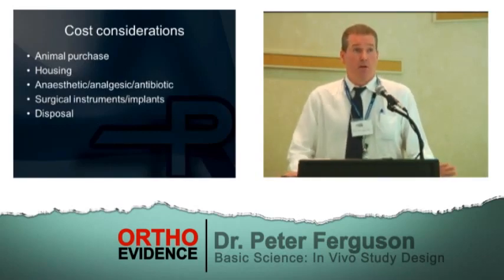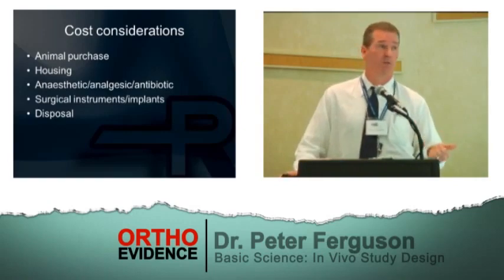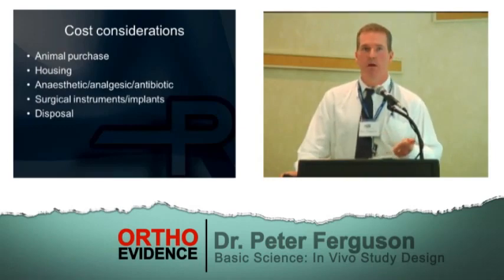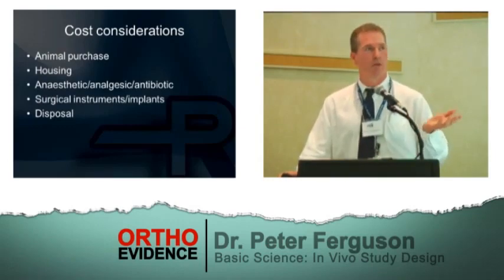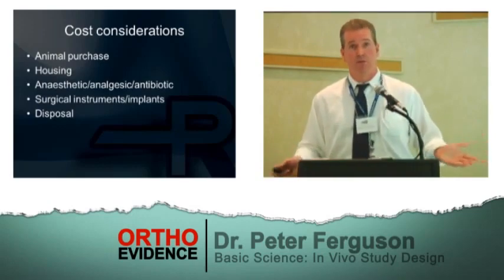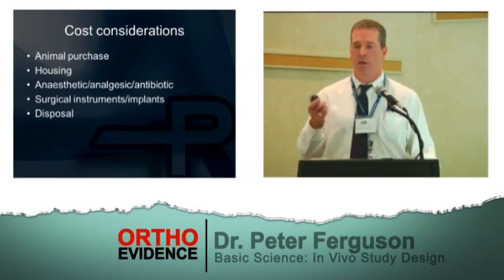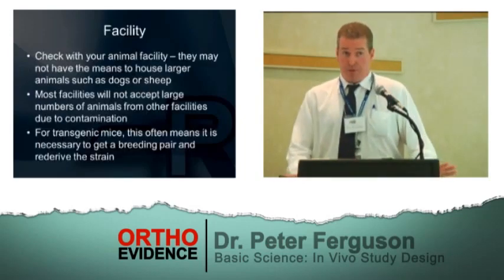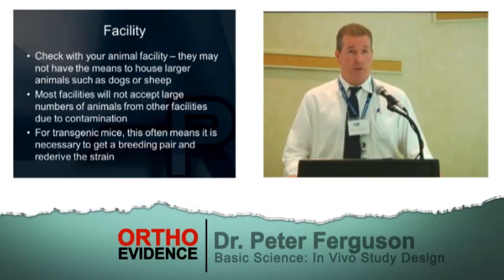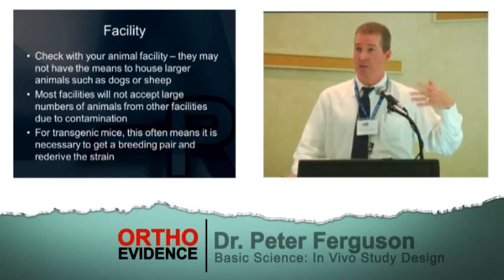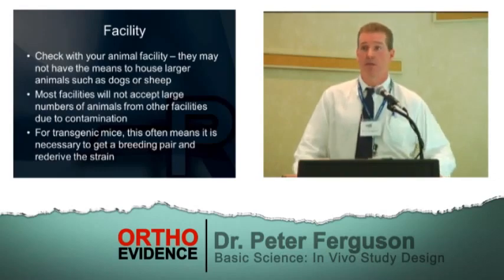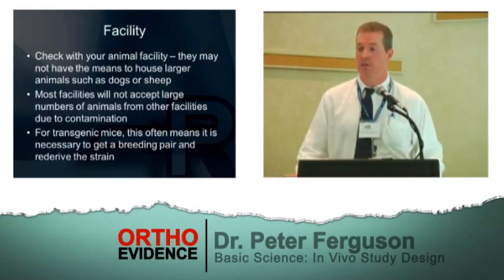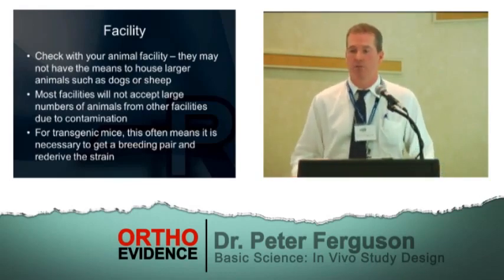These are all things you have to consider in the cost: how much it costs not only to purchase the animal, how much it costs to house them, okay? The cost of anesthetics, analgesics, antibiotics, all these things have to be factored in if you're doing any animal surgery. Your surgical instruments, implants, anything like that, you have to factor in, as well as disposal of the animals once you're finished with them. So you've got to check with your facility. If you set out, you say, okay, I'm going to do this operation, I'm going to put a bunch of knee replacements or hip replacements in dogs, and you get all set, and the facility says, sorry, we can't house dogs here, then you're up the creek a little bit. All right, so you need to make sure that your facility houses them.